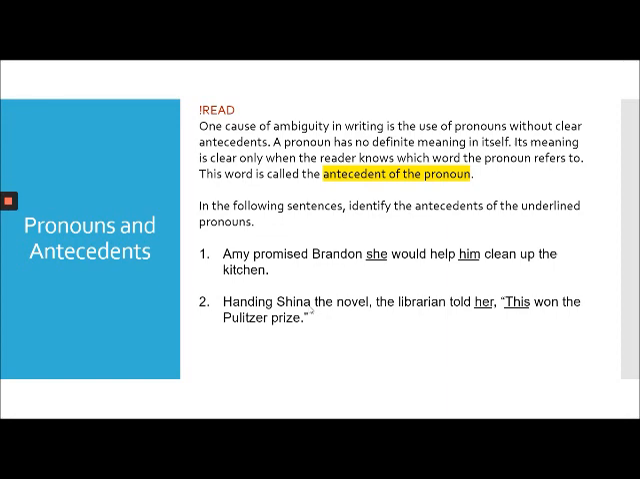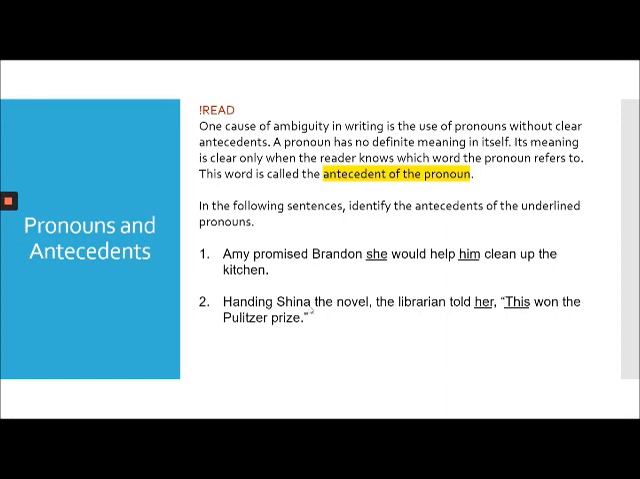A pronoun has no definite meaning in itself. Its meaning is clear only when the reader knows which word the pronoun refers to. This word is called the antecedent of the pronoun. In the following sentences, let's identify the antecedents of the underlined pronouns.